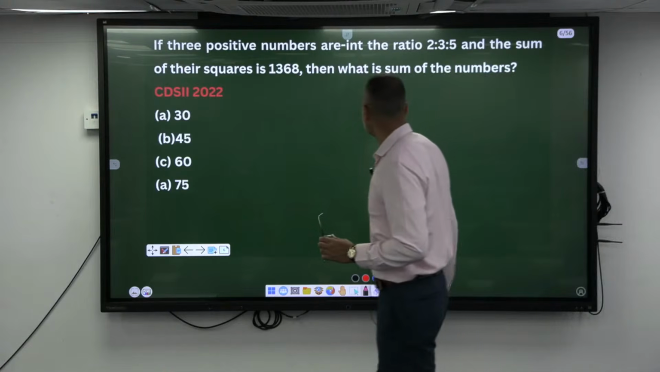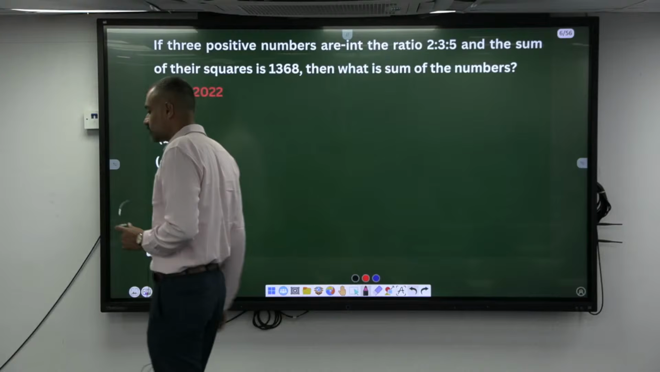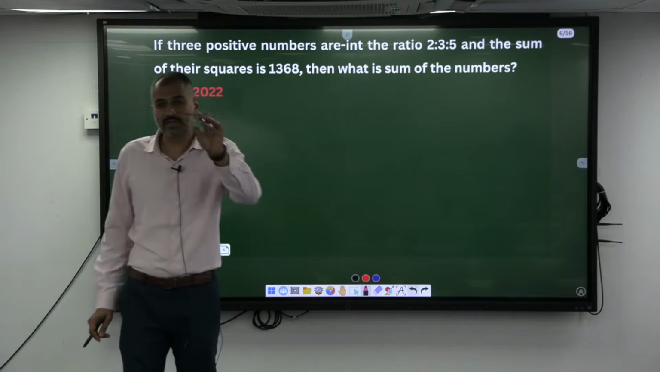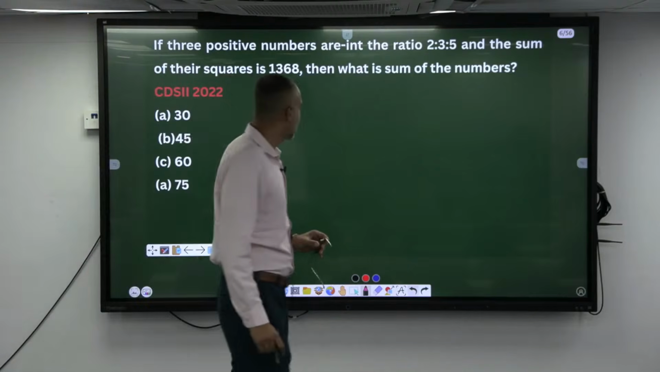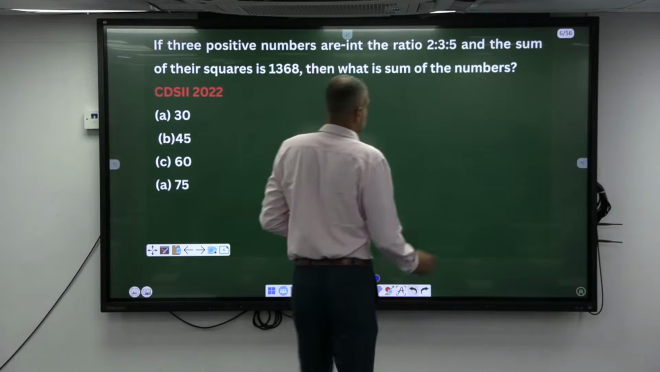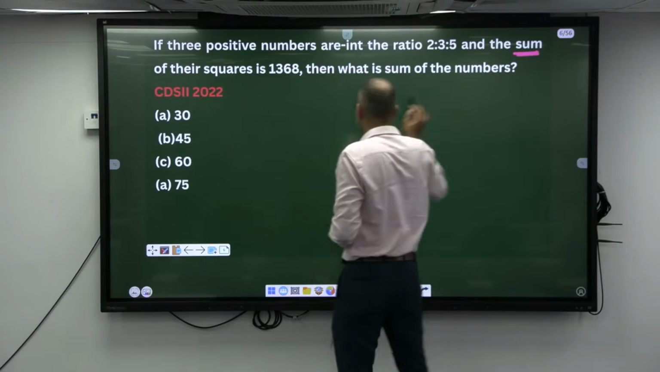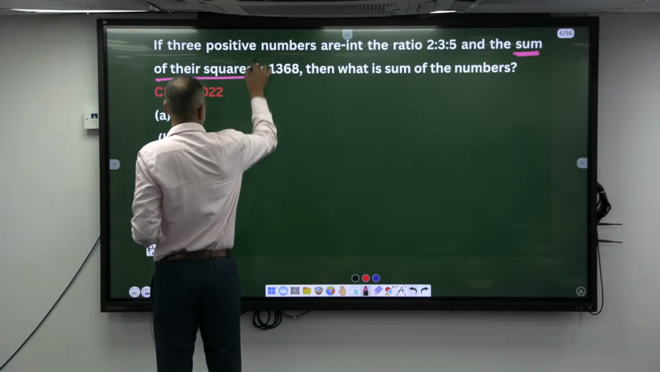Three positive numbers are in the ratio 2:3:5. Can I consider them as 2x, 3x, 5x? Okay. And the sum of their squares.